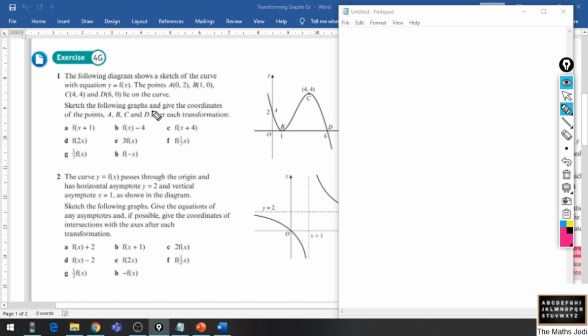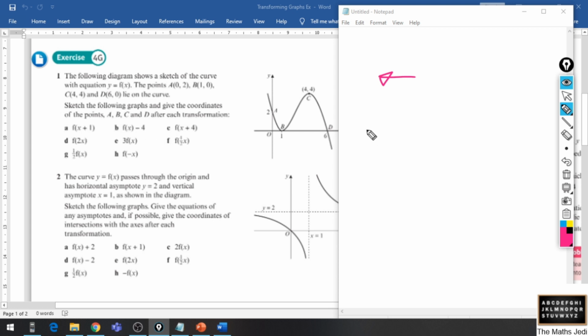So let's have a look first of all after the transformation f of x plus 1. What's that going to do? Well, it's plus 1 here, so that's going to move everything one place to the left. It's a horizontal shift, one place to the left. So A, whereas at 0, 2 before, is going to be at minus 1, 2 when it moves. B at 1, 0 is going to be at 0, 0. 4, 4 is going to be at 3, 4. And then 6, 0 is going to be at 5, 0 when it moves.